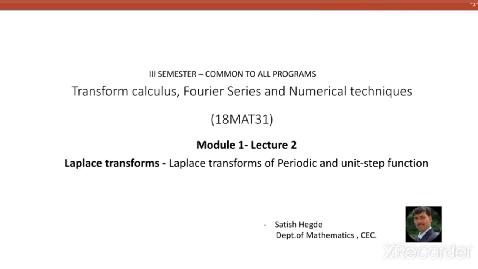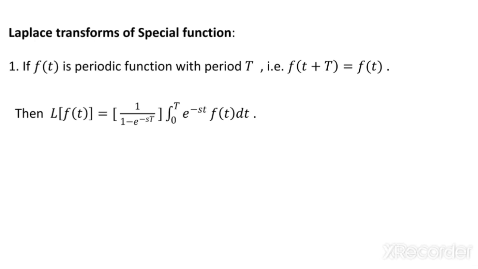First of all, when can we say a function is periodic? I hope you know that a function f of t is said to be periodic with some period capital T whenever f of t plus T is equal to f of t. For example, the sine function. I can say it is periodic with the period 2 pi because sine of 2 pi plus x equals sine x.